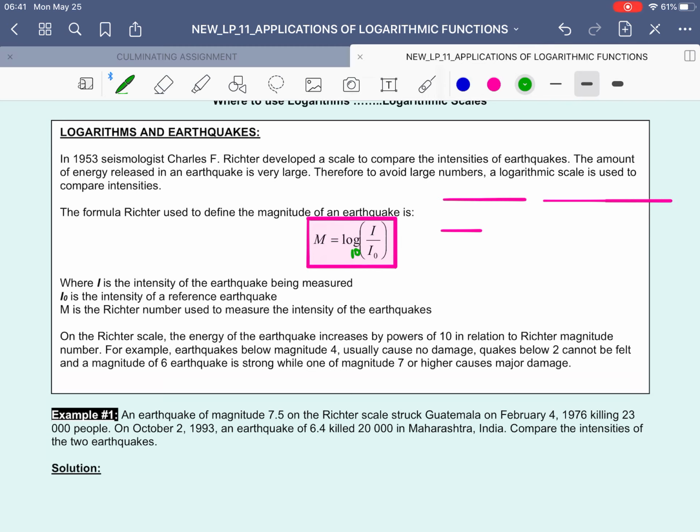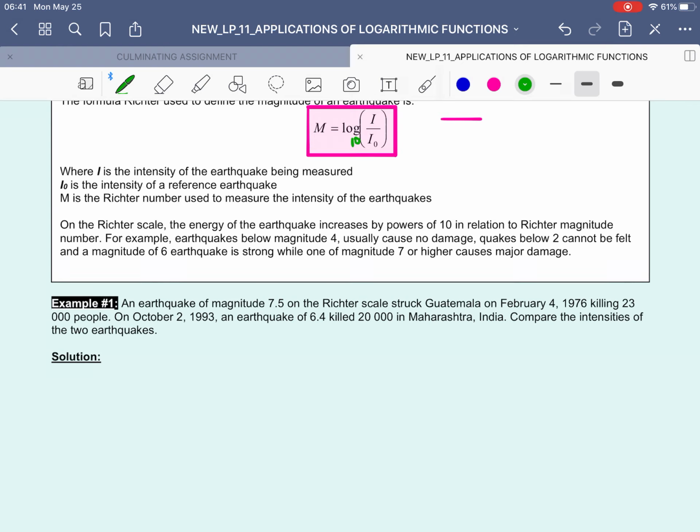So, for example, an earthquake below magnitude 4 usually would cause no damage, but earthquakes below 2 cannot even be felt. And an earthquake with magnitude 6 is strong, and 7 or higher can cause major damages. That's just to get a picture of the magnitude of the earthquake, so how to feel it and how to understand it. So we're going to take an example here.